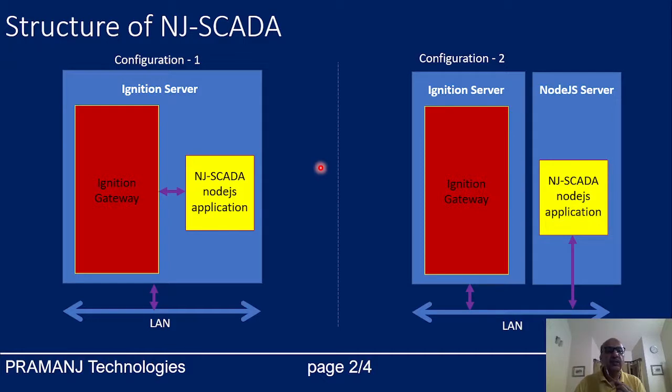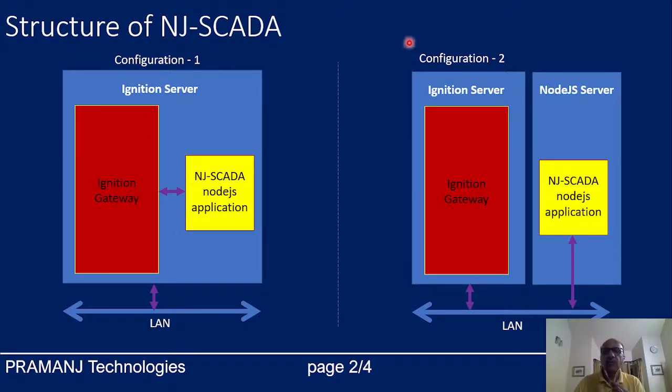So NJ-SCADA supports two configurations. In the first configuration, you can install the Node.js application, NJ-SCADA application, onto the same physical server as Ignition. So thereby saving one server for you.